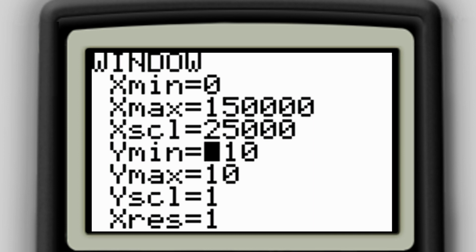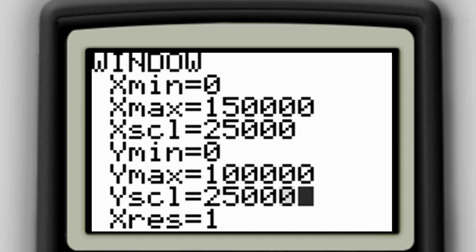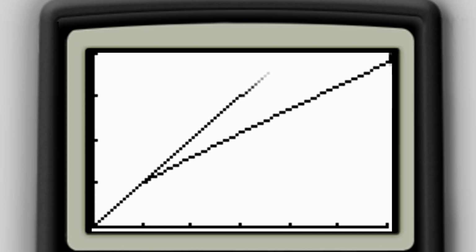Now we have to look at our y values. What are the lowest and the highest y values we want to use? Well, again, I think I'm going to start at 0. But then when I look at my table, I notice that for my Q value, the highest value I had was around 94,000. So I'm going to go the whole way up to 100,000 to make sure I get everything in the window. And again, for a scale, let's use 25,000.